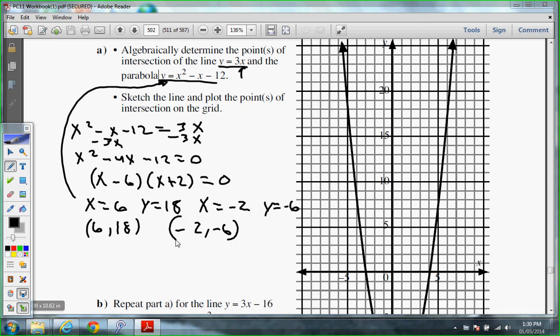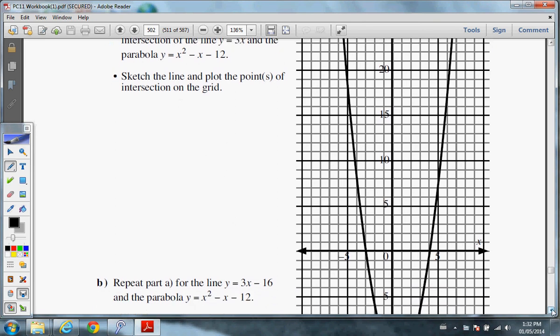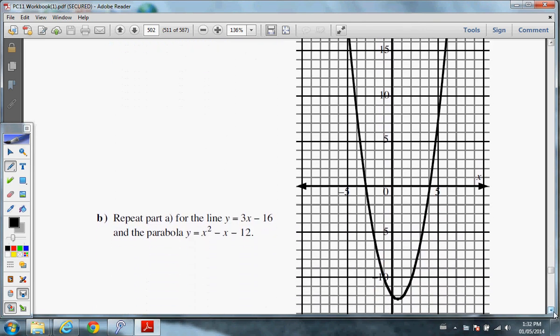So I'm going to plot those now on the graph. So 6, let me move this up here a little bit so I have some room.